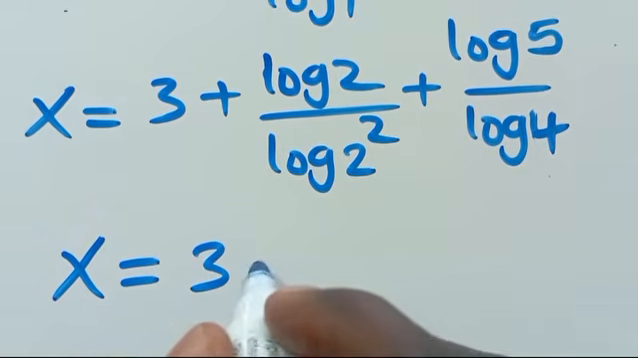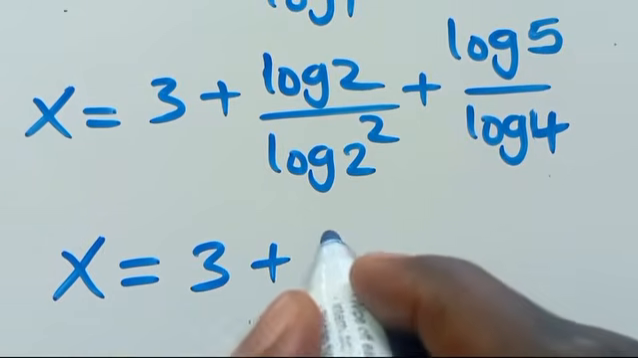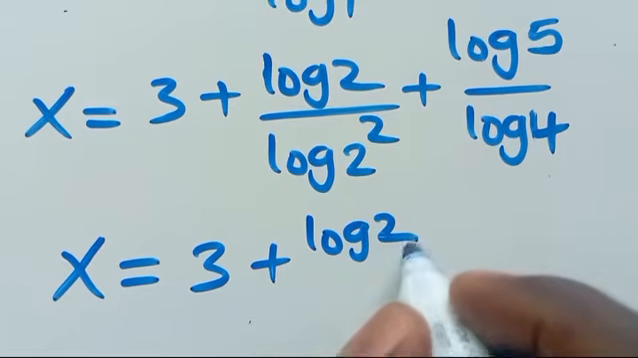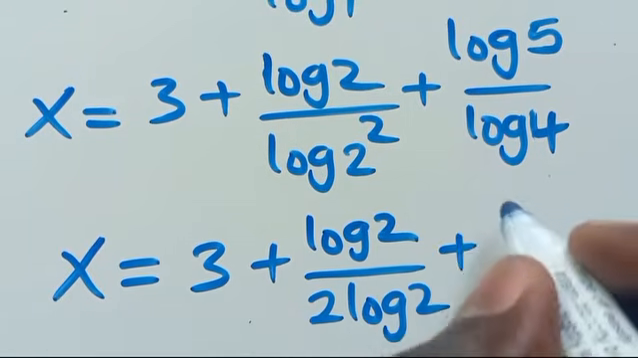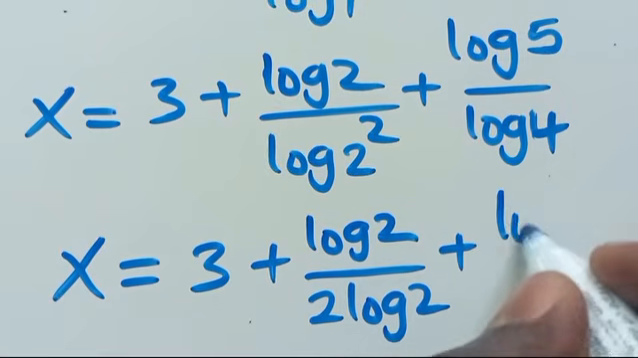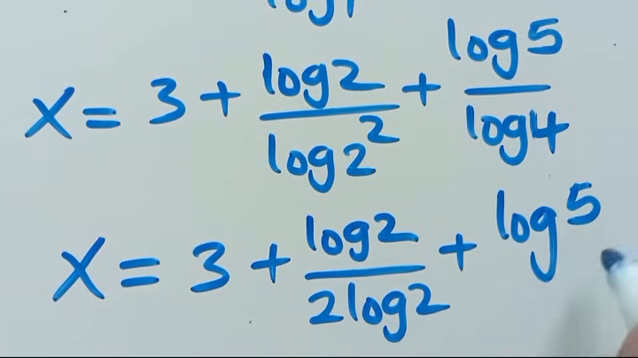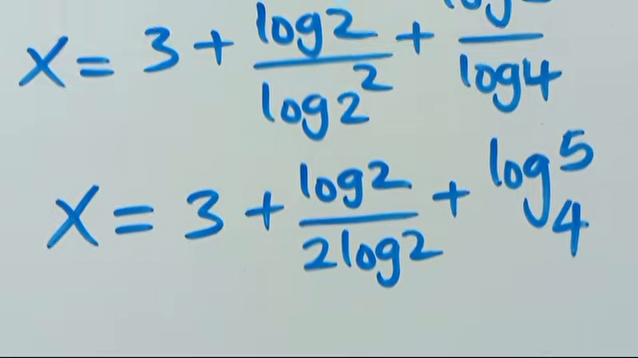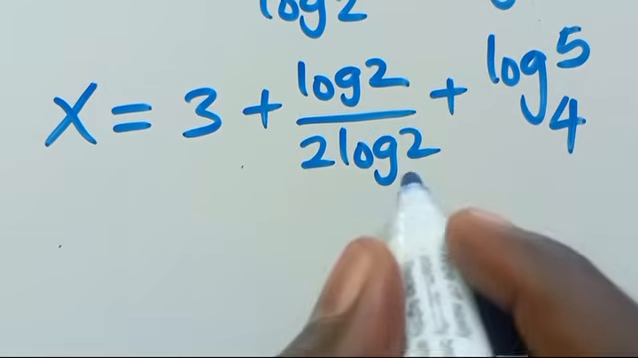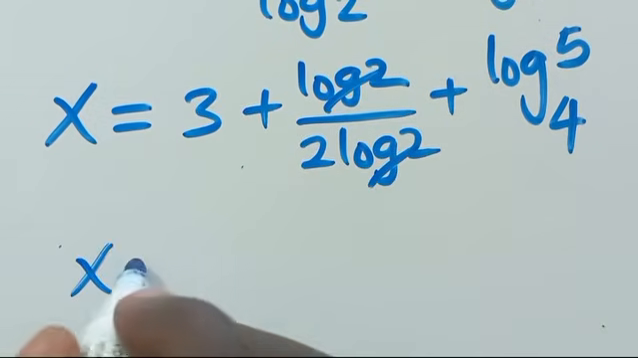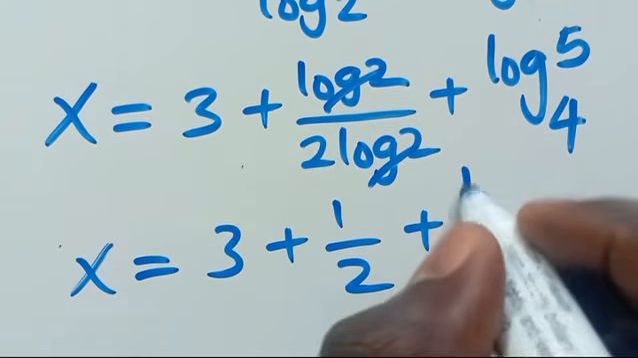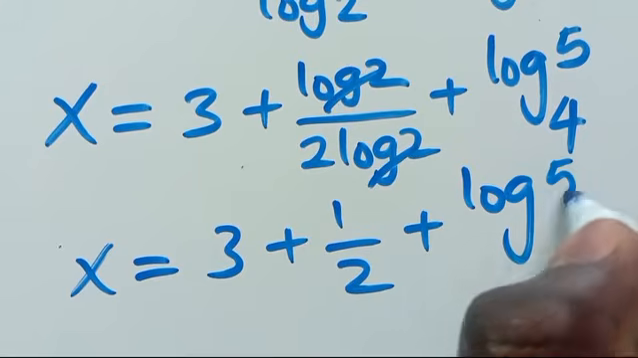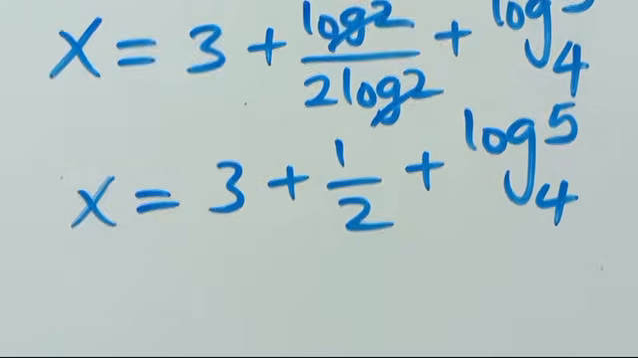x will be 3 plus, this will be log 2, this will be 2 multiplied by log 2. Plus we can have this as log 5 in base 4. So this cancels out this. We have x equals 3 plus 1 over 2 plus log 5 in base 4.